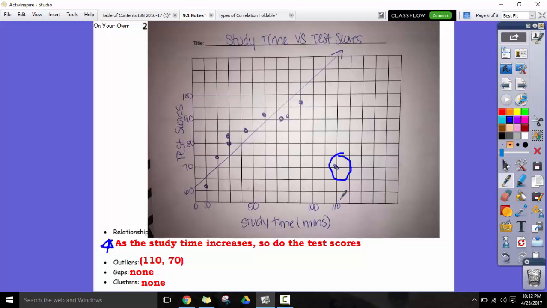An outlier, though, that we have is this one right here. So this student studied for 110 minutes, but only scored a 70. Maybe they studied the wrong material, maybe they just aren't a good test taker. There's lots of factors that could influence that. Gaps, there's really not a lot of gaps. We don't have a ton of data points, so you can't have a ton of gaps. And then clusters, there are no clusters because they are not jumbled together.